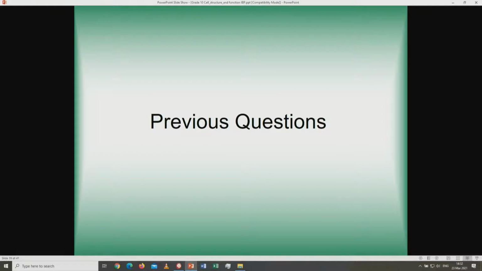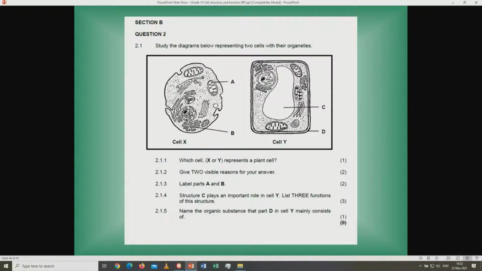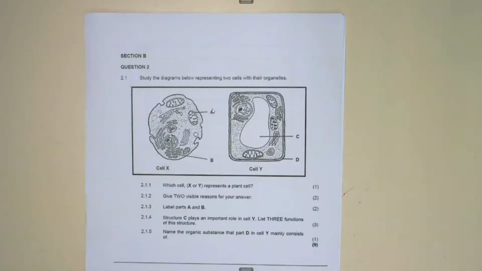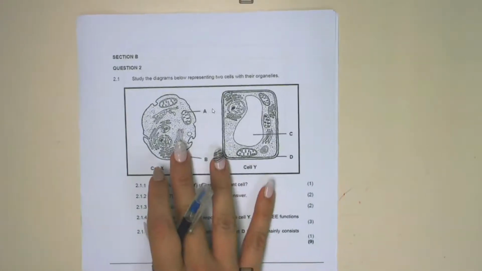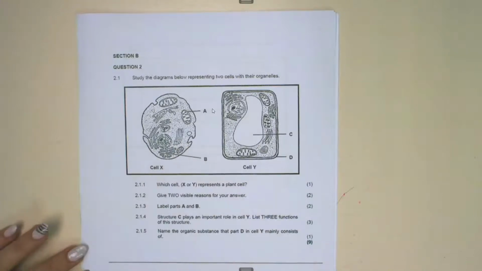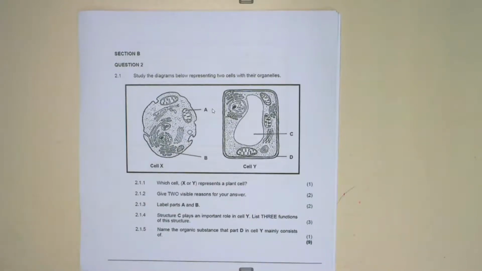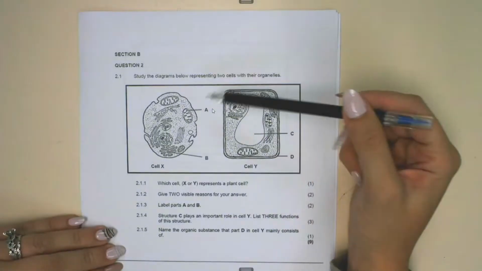Then I gathered a few questions for you from previous question papers, and I want us to discuss them, answer them and go through them, and see what was expected of us in a test. So this was a section out of Section B, question 2.